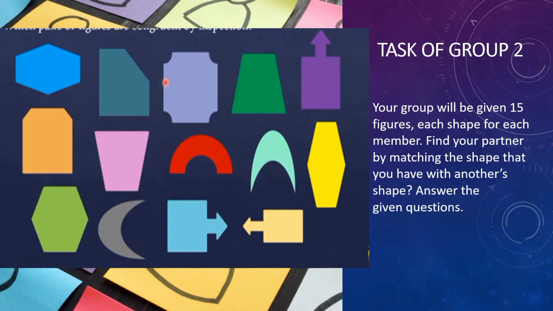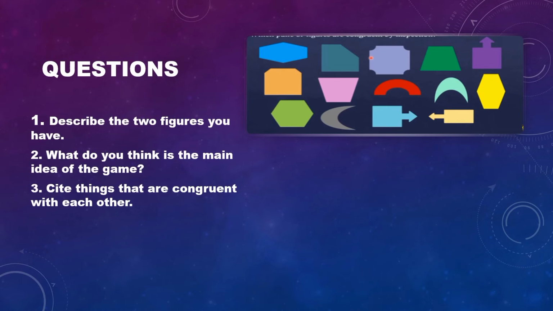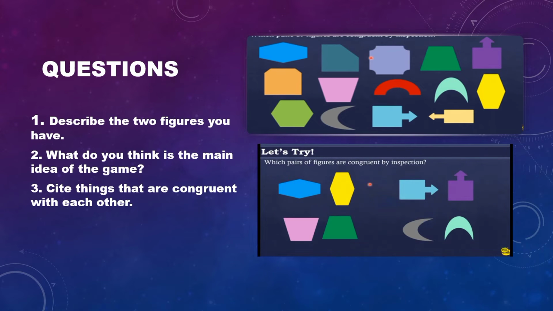Okay, ready, Group 2? How many pairs do we have? We have 4 pairs of shapes. You found your partner by matching the shapes. Now, describe the two figures you have. What do you think is the main idea of the game? Cite the things that are congruent with each other.